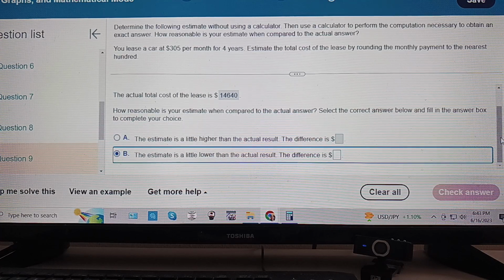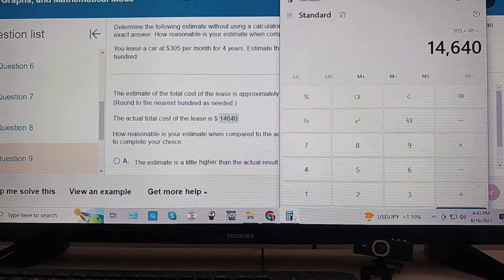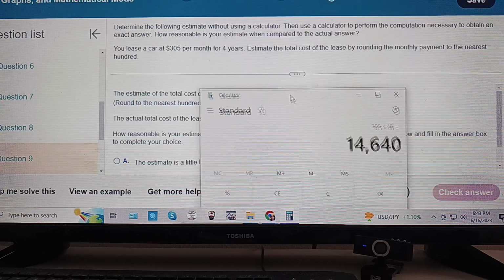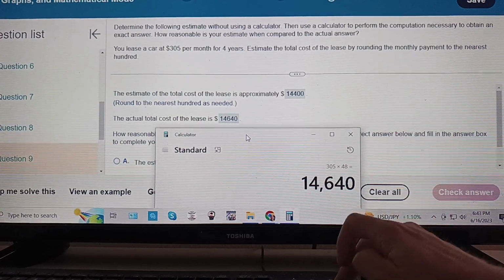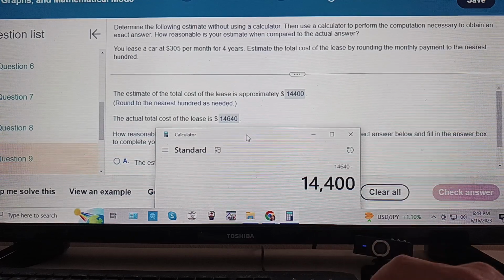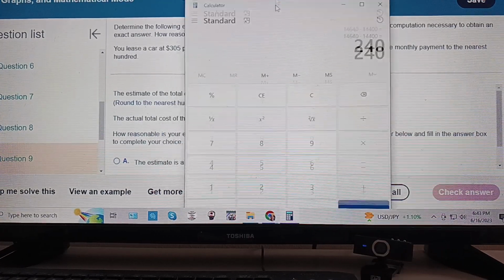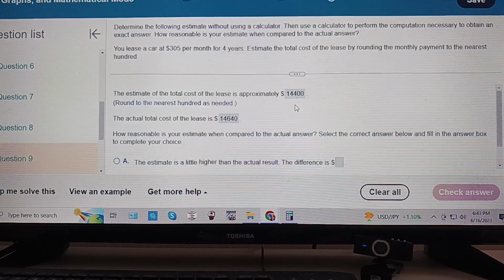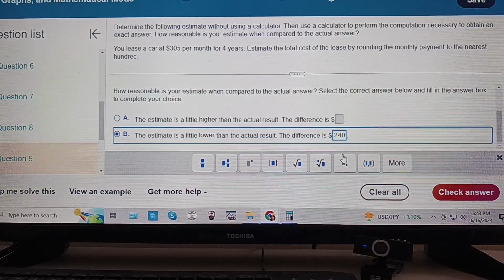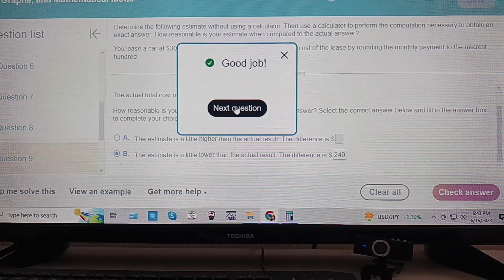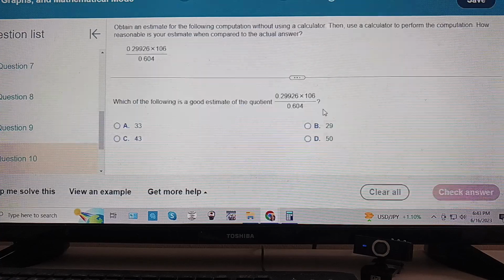And for the difference, whenever you're doing a difference, just subtract the bigger number first. So 14,640 is the bigger number. Subtract the 14,400. That's the difference. There's a difference of $240. So you check this B option where the estimate's a little lower, and it's lower by $240. So you will pay more than you thought, but at least you were close. When you're talking $15,000, $200 isn't that big a deal.